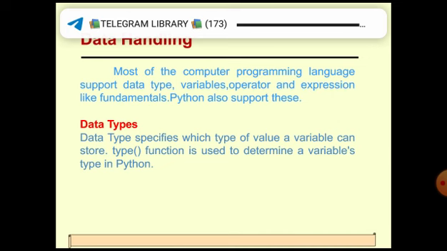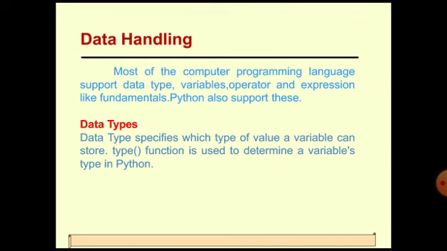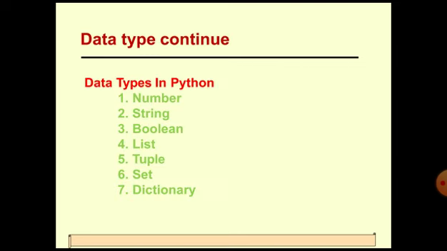Now a data type specifies which type of values a variable can store. The type function is used to determine a variable's type in Python. If you want to check the type of a variable, you can check it using the type function. Now the types of data types in Python. The categories are given below: numbers, string, boolean, list, tuples, set, dictionaries. All these are different data types supported by Python.